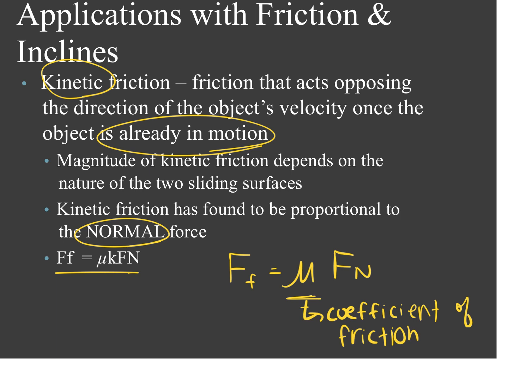Typically our coefficient of friction is a value between 0 and 1. It would be a red flag for us if our coefficient of friction came out at like 10. So the coefficient of friction is typically a value between 0 and 1.